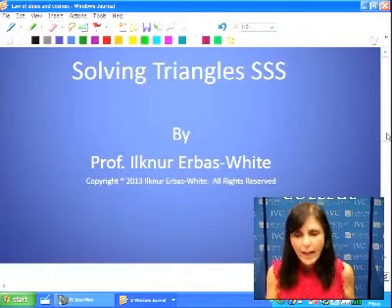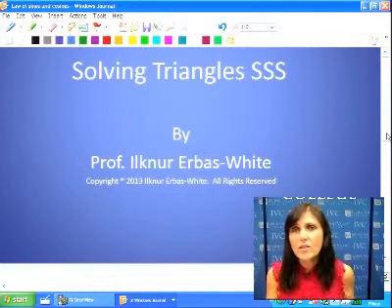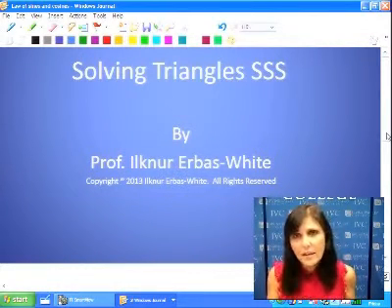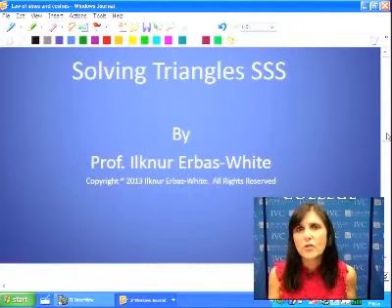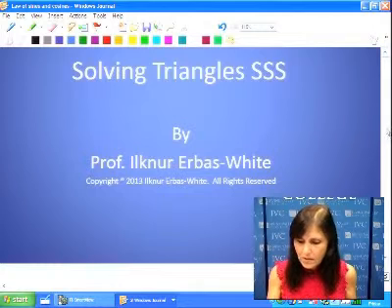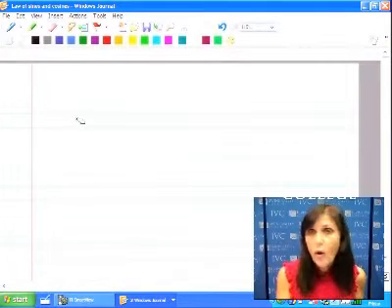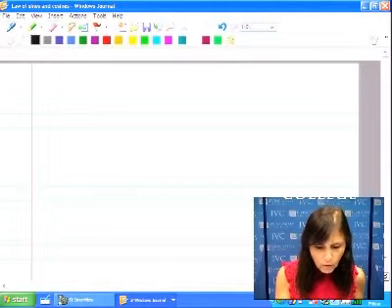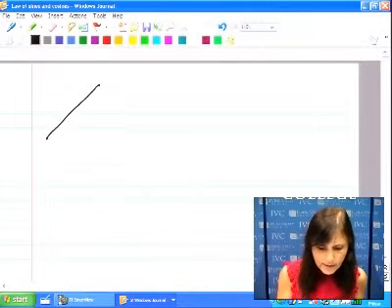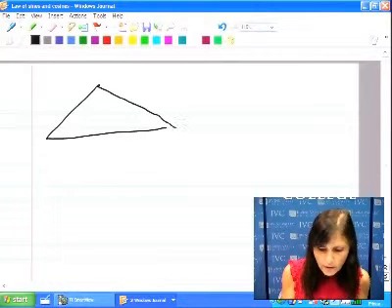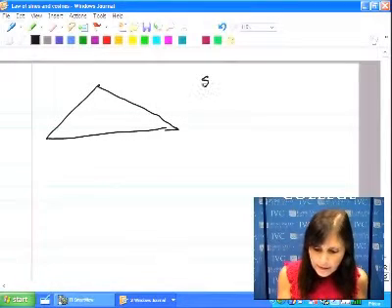Today we will look at solving triangles that are typically SSS triangles. You know all three sides, and they are not necessarily right angle triangles. So let's look at a case where I know all three sides. Those triangles are called SSS because you know side 1, side 2, and side 3.